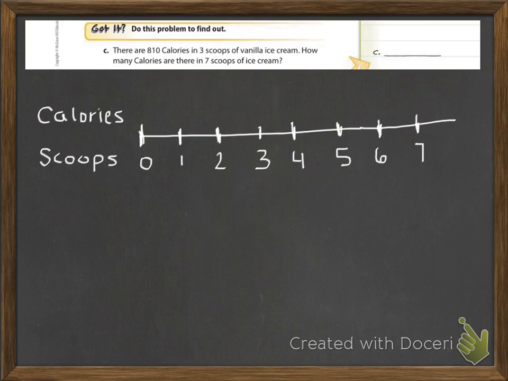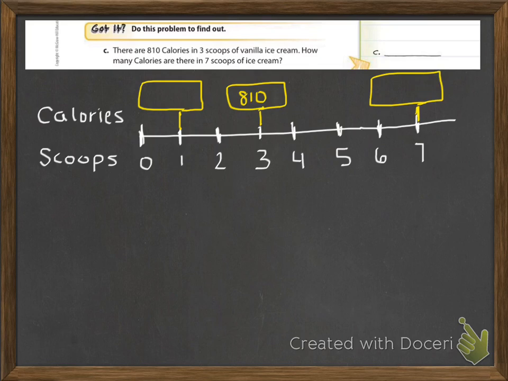All right, great. So now what I've done here is I've drawn a double number line like they did, and I've used the bottom to represent scoops. What they told us was that there's 810 calories in 3 scoops. So let's go ahead and write that on our double number line. And just like they did, I'm going to add a block there at 1 for our unit rate, and I'm going to add a block at 7 for our answer.